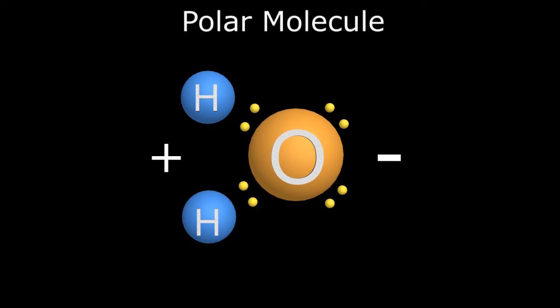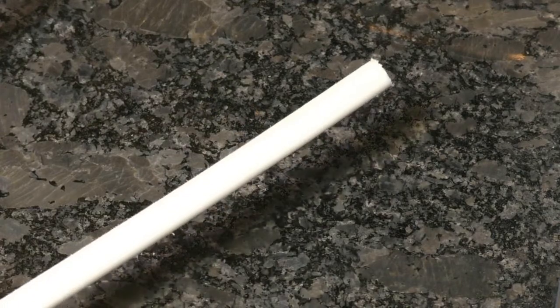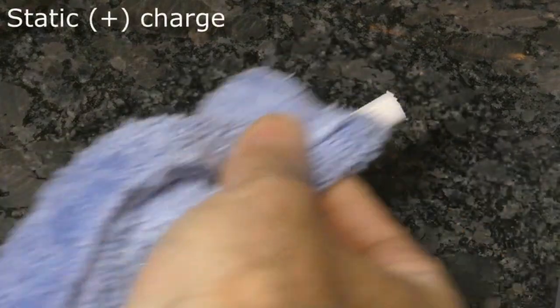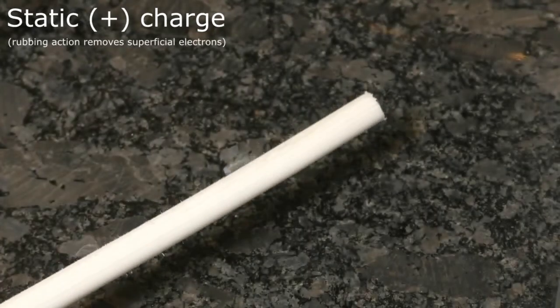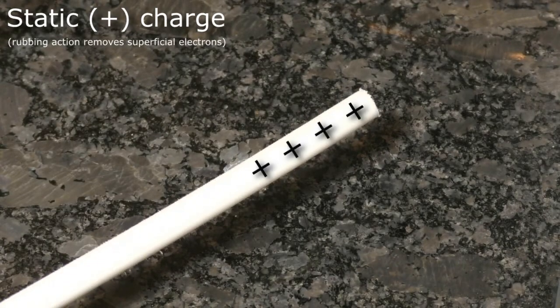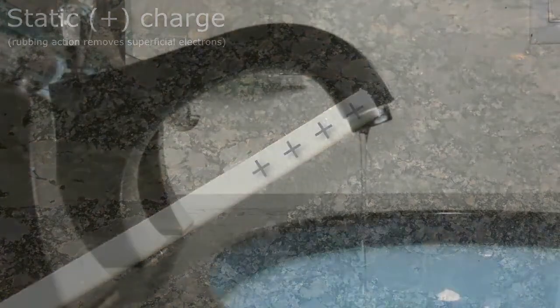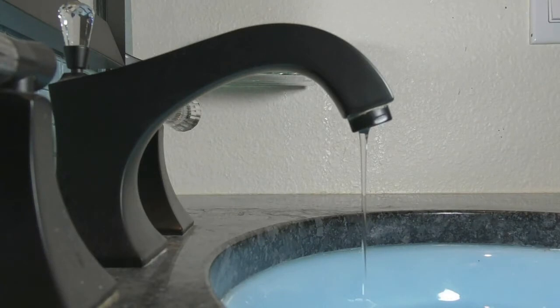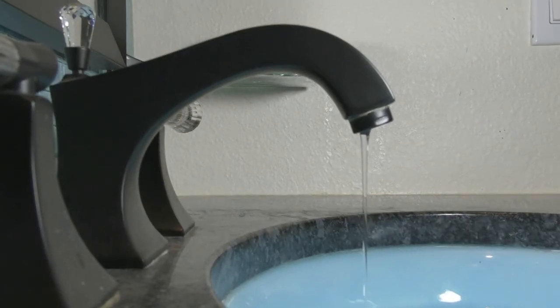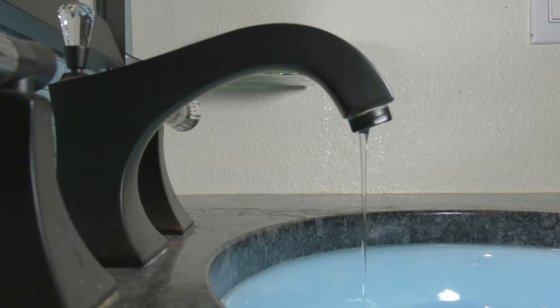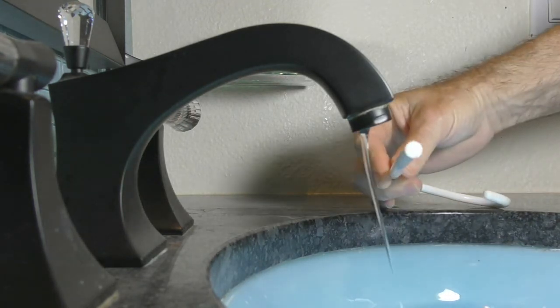We can actually demonstrate this polar nature of water with a quick little experiment you can do yourself at home. If you take a glass or plastic rod and rub it with a cloth, you create a static positive charge on the rod as the rubbing action removes some of the superficial electrons on the rod's surface. If we have a thin stream of water from the tap, the thinner the better, and we bring the rod close to the stream, you can see the charge on the rod actually causes the stream to bend.